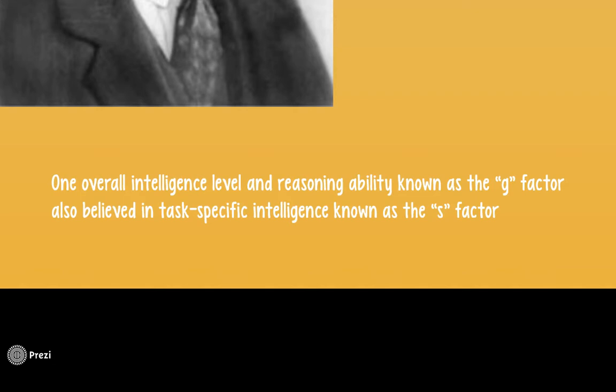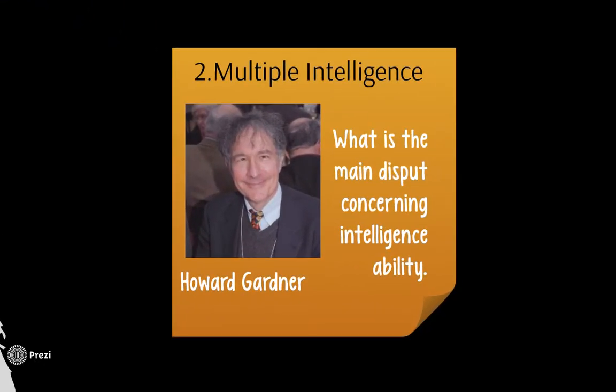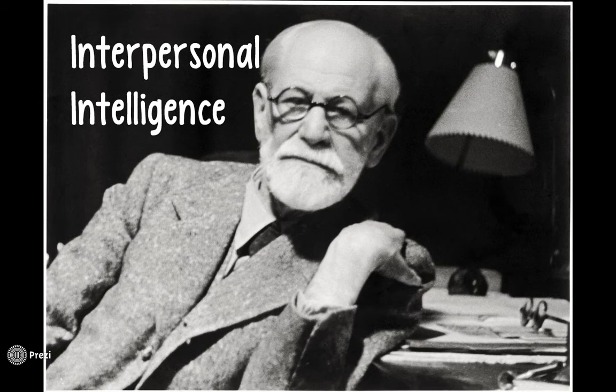Now, theory 2 is going to be multiple intelligence. Now, this is created by Howard Gardner. The main dispute concerning intelligence ability with Howard Gardner is that he is going to say and dispute that there is a claim of a single intelligence ability, like people are just intelligent. He's going to say no, people have multiple intelligence levels, and so he's going to create the 9 intelligence levels, okay? So the first one is going to be interpersonal intelligence, which is sensitivity to the feelings of others and understanding the motivation of others.